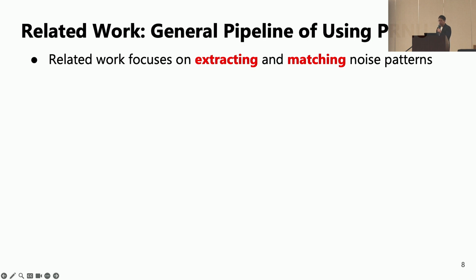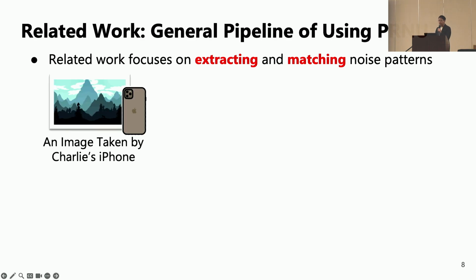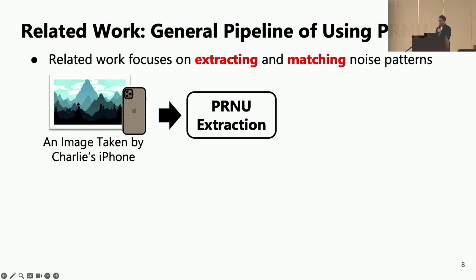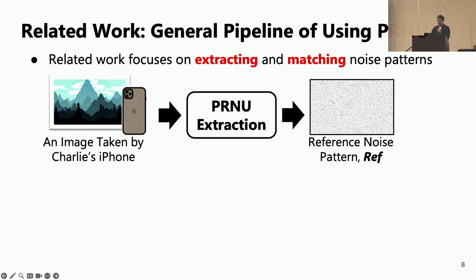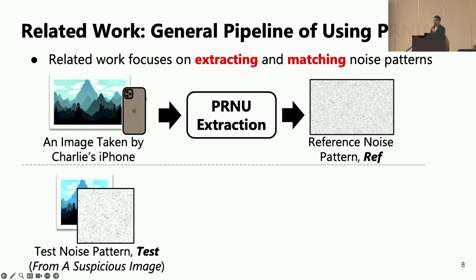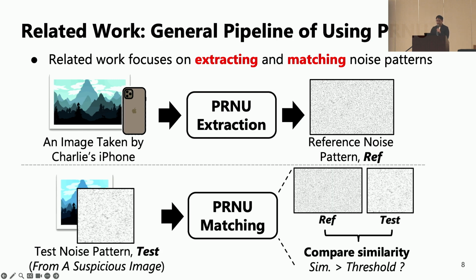Now let's walk through the general process of PRNU-based methods. Suppose Charlie provides a photo taken with his iPhone. By analyzing the image in the frequency domain, these methods generally extract the PRNU pattern, and this serves as the reference. Then they extract PRNU patterns from any suspicious image and obtain a test pattern. Next, they compare the test and reference to check for similarity. If this similarity exceeds a certain threshold, we can say the images are likely coming from the same camera.